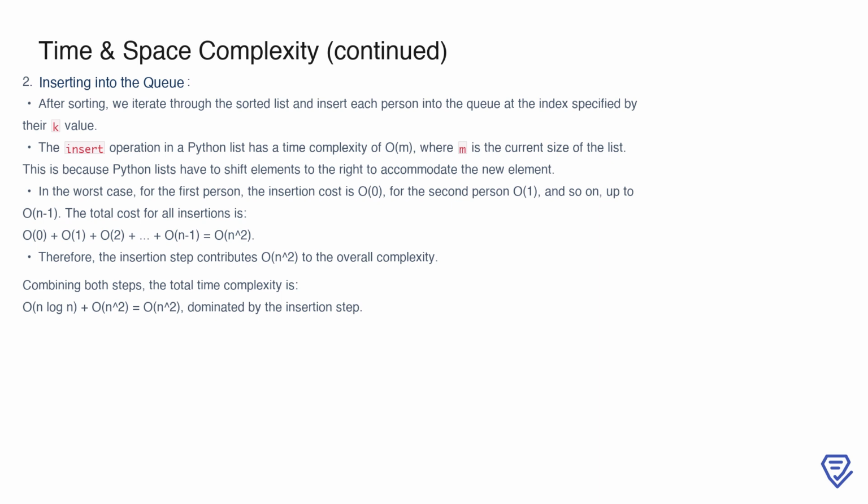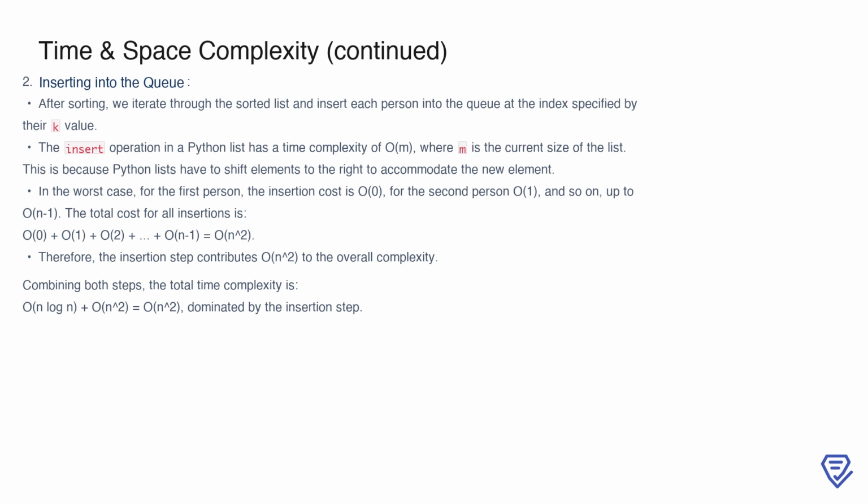Next, let's analyze the insertion step. After sorting the list, we iterate through each person and insert them into the queue at the index specified by their k value. In Python, inserting an element into a list at a specific position involves shifting elements to the right, which takes O(m) time, where m is the current size of the list.